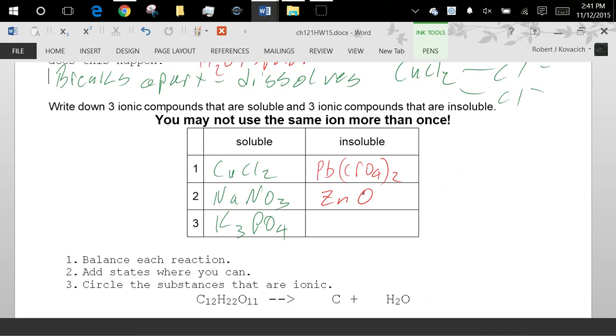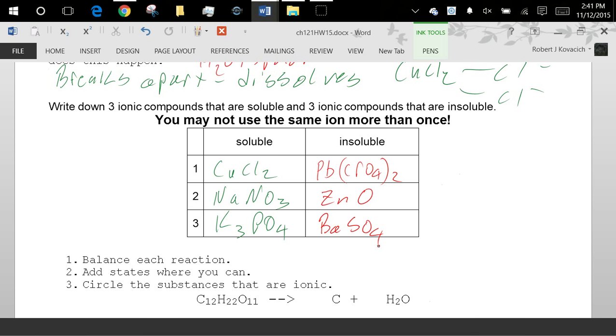Another one? Barium sulfate. Sure, barium sulfate. So there's a sulfate rule, and it says it's soluble, but the exception to that rule is if it's with the barium or calcium, or one of the three metals that's above it on the list.